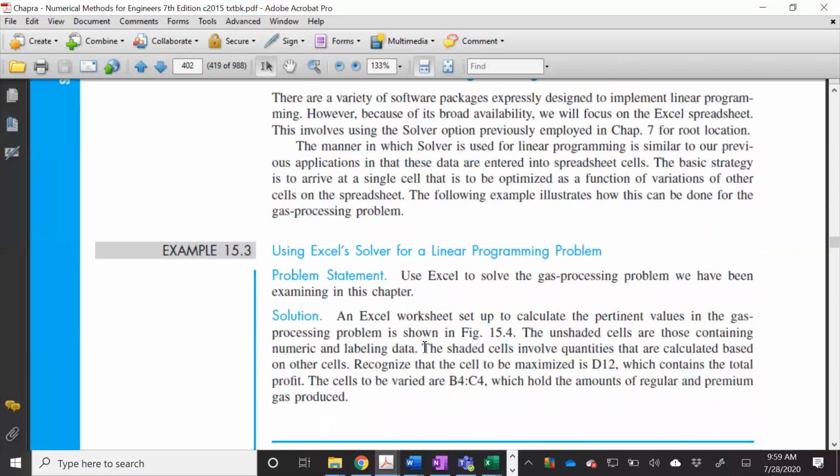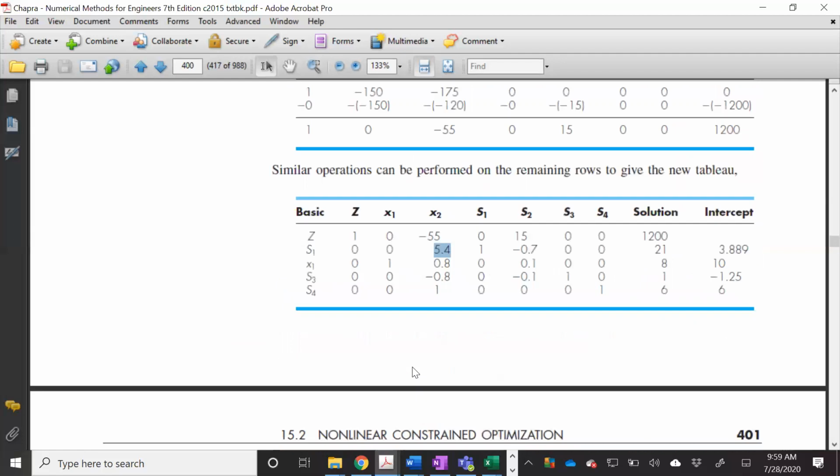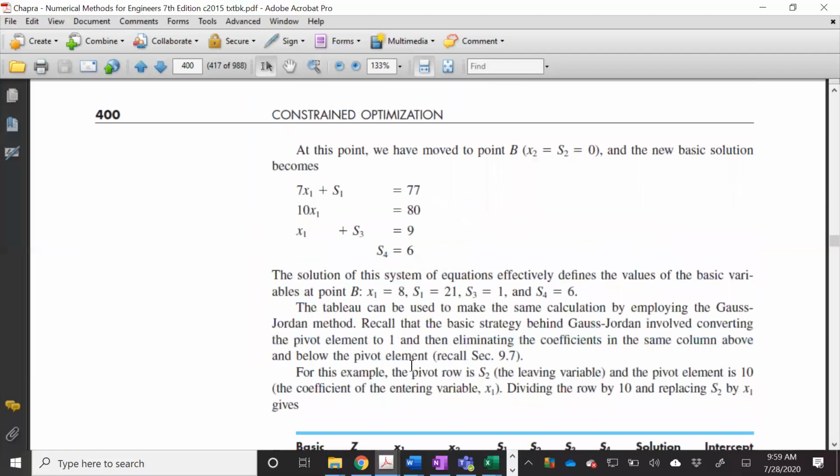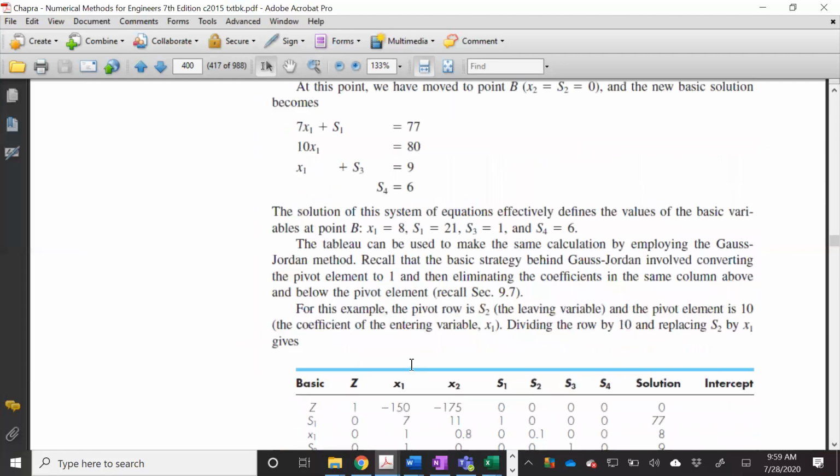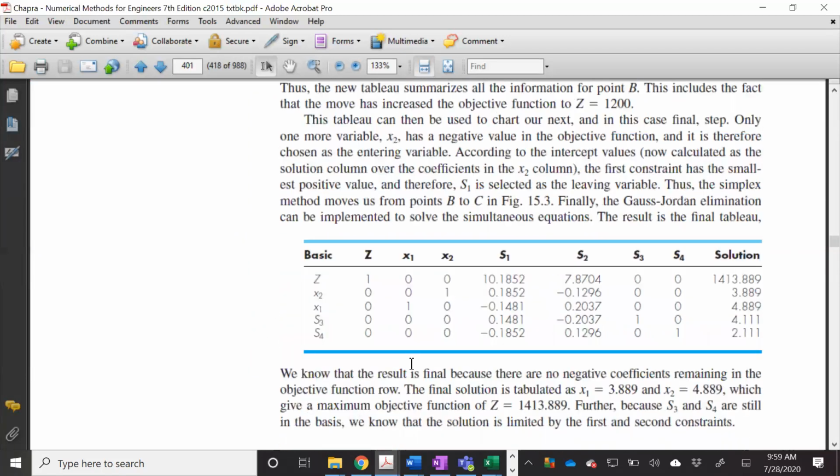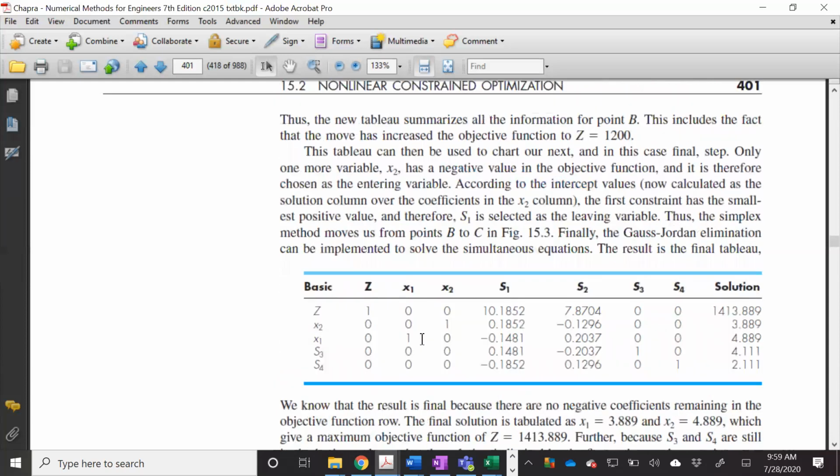So that's all for the simplex method. In order to use the simplex method, you must know how to use the application of the simplex method. So that's all from me.